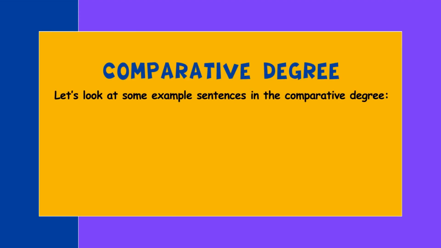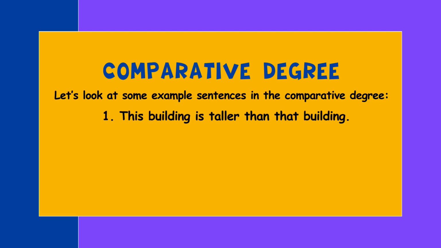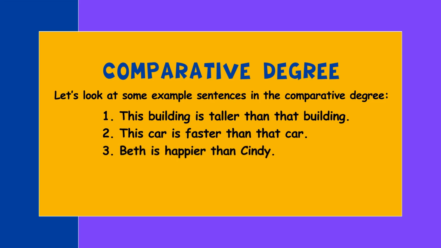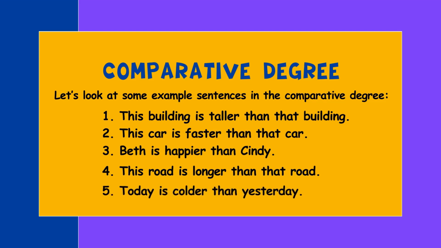Let's look at some example sentences in the comparative degree. This building is taller than that building. This car is faster than that car. Beth is happier than Cindy. This road is longer than that road. Today is colder than yesterday.